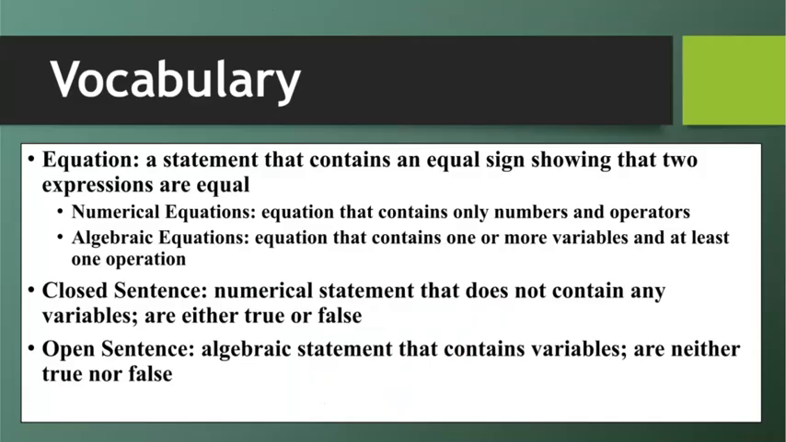So some vocabulary words. First, an equation is just a statement that contains an equal sign, showing that two expressions are equal. So on each side of the equal sign, you will have an expression. And remember, expressions are just numbers and/or variables with an operator, no equal sign.